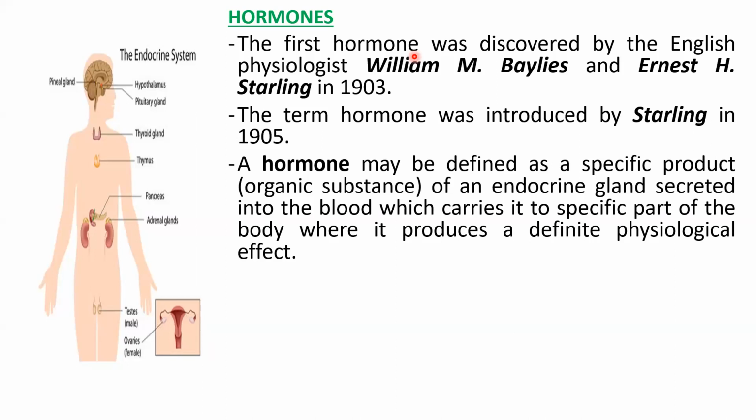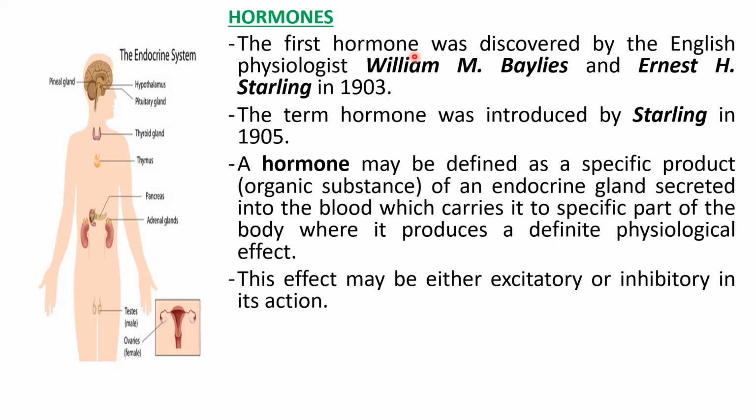So, as I told you, the hormone is a chemical messenger. It is an organic substance secreted in the endocrine glands and directly released into the bloodstream, and the blood carries it to the specific part of the body. Here it produces a definite physiological effect on that particular region. This effect may be either excitatory or inhibitory in action.